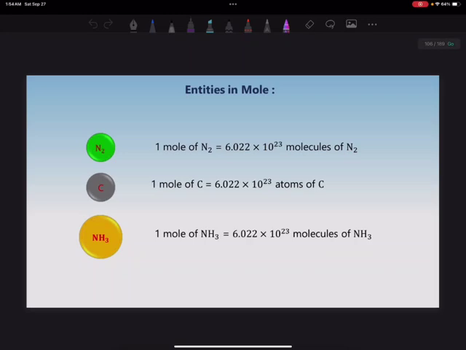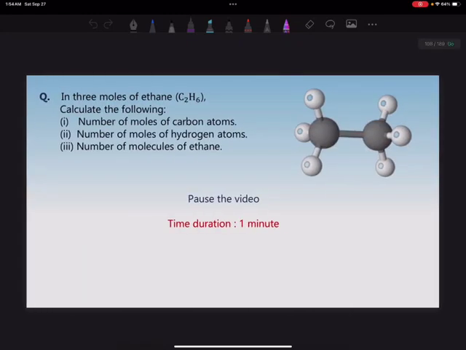Similarly, 1 mole of nitrogen gas consists of 6.02 times 10 to the power 23 molecules. 1 mole of carbon consists of 6.02 times 10 to the power 23 atoms of carbon. Similarly, 1 mole of ammonia consists of 6.02 times 10 to the power 23 molecules of ammonia.